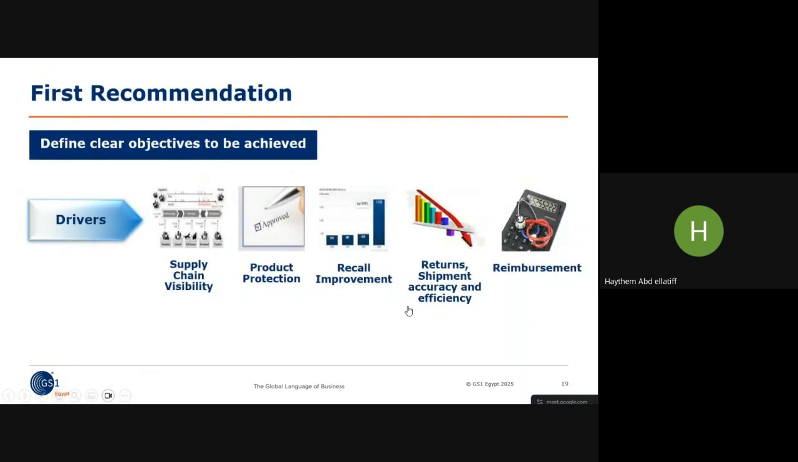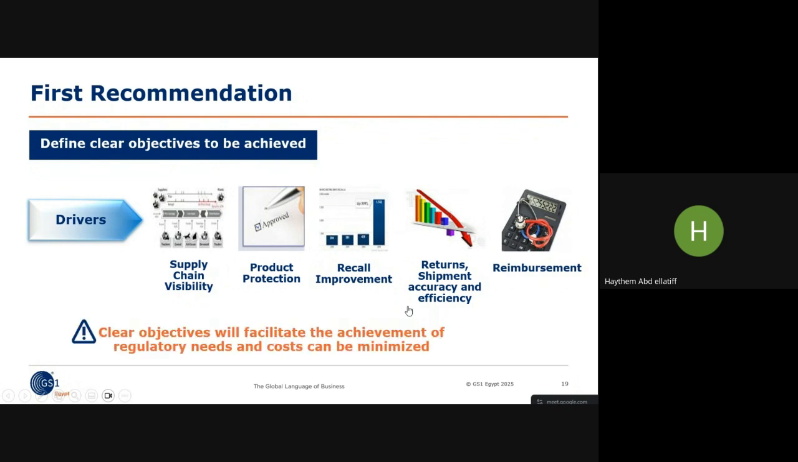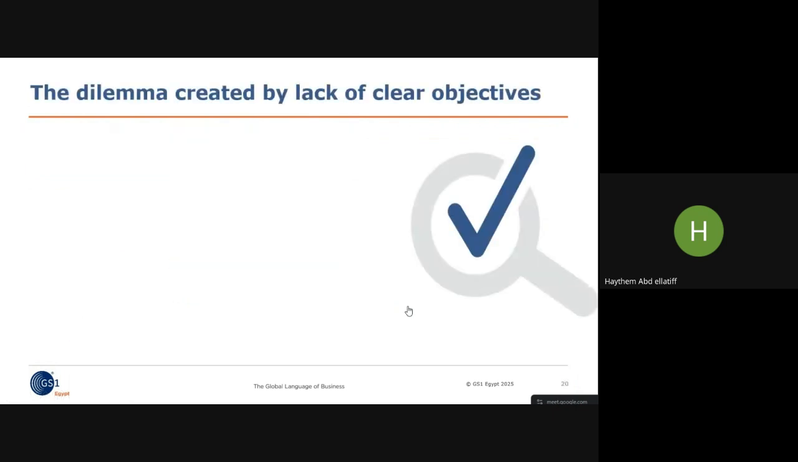We will have the first recommendation here. The first recommendation is to clearly define the objective for the track and trace. As we mentioned before, track and trace brings recall improvement, product protection, and supply chain visibility. The first recommendation is to have a clear objective for the track and trace implementation.